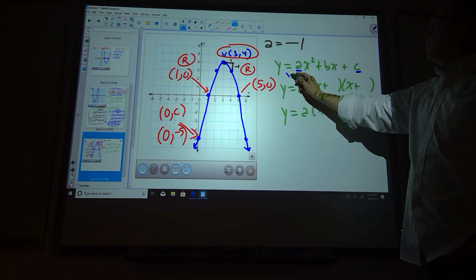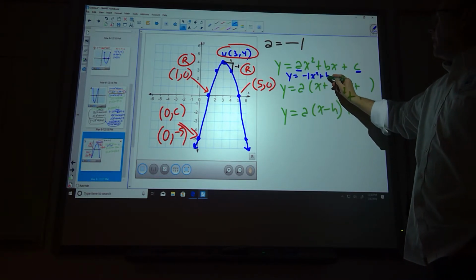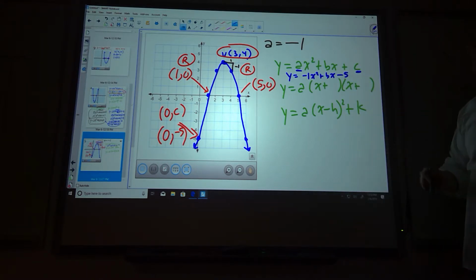So I could rewrite this one as y equals negative 1x squared plus bx minus 5. Still, I have a b unknown. Do you agree? So does that seem like the best of them to use? Yes or no? No. Nah, so we might have to move past standard form.